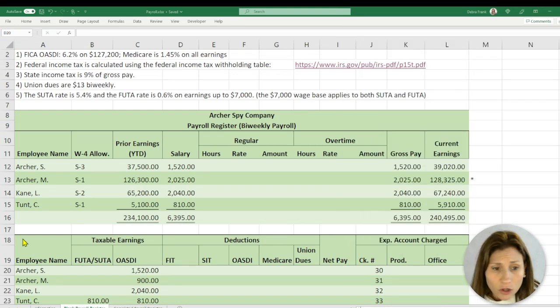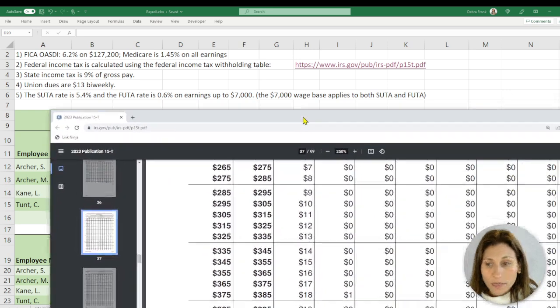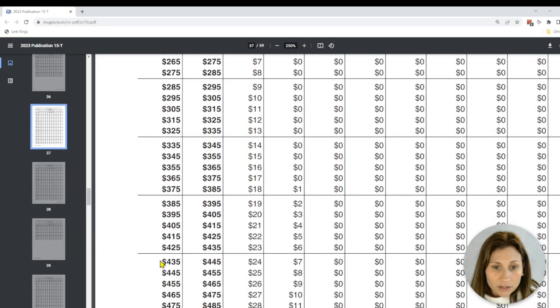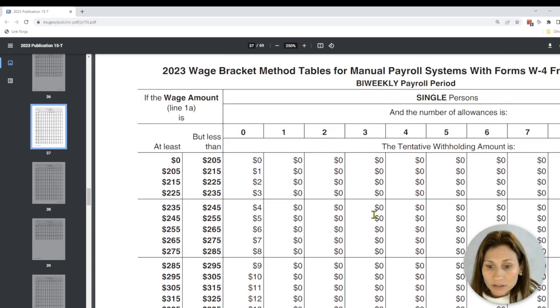Okay, so let's go and look at who we have that we're going to do first. So we have Archer S. They're at 1,520. And we see that they are single, so that's the S there. And then their allowance is 3. So we're going to go ahead and look up the table for the column 3 for single. So we're going to go back over to here. It's 1,520. So we're going to scroll all the way down to 1,523 will be this column here.